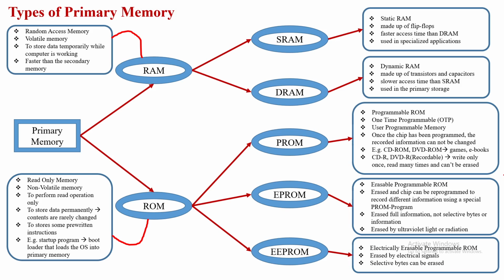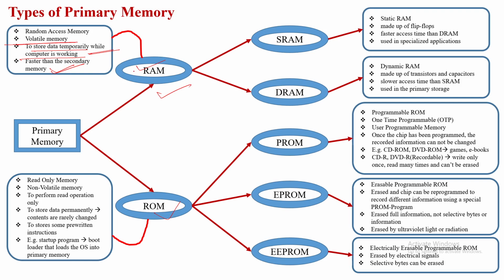Now, the types of primary memory. Primary memory has two types, RAM and ROM. RAM, random access memory, is the volatile memory. Volatile memory means it stores data temporarily while the computer is working. Whenever you are working on the computer system, where is that data stored? In the RAM itself. It is faster than secondary memory.